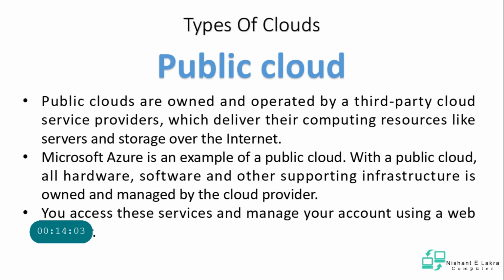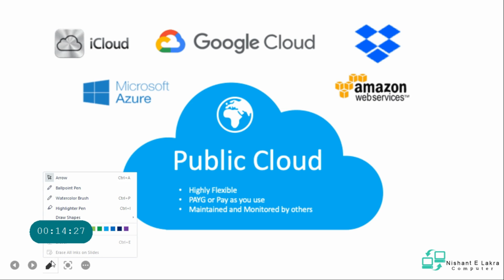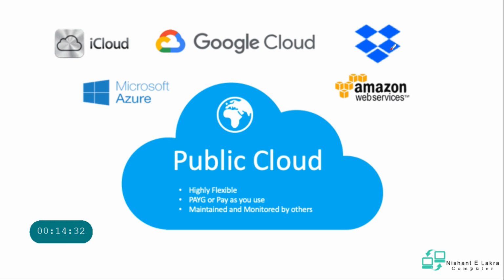Let us see what I'm talking about with public cloud. Now they are very flexible, right? You can see some of the examples there. Google Cloud is there, Microsoft Azure, which I was talking about, iCloud is there, and we have Amazon Web Services, which I was talking to you about. Then we have, you can see the icon over here, and that icon refers to what? This picture icon refers to Dropbox. Alright, so this is what a public cloud is, the server provided by a third party.